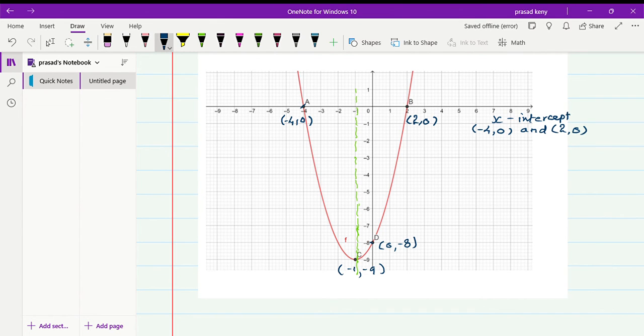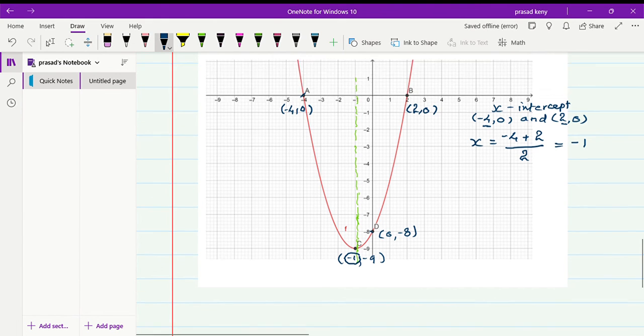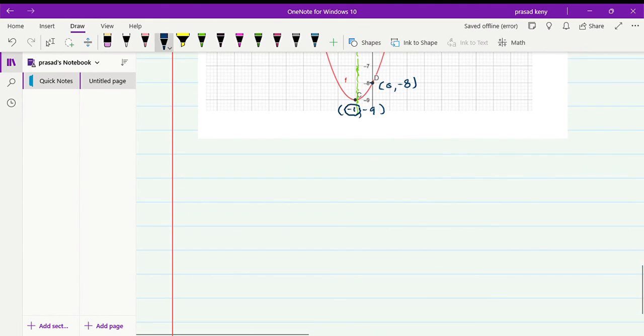Now, I will take the x that is exactly midway between these two x-intercepts. So minus 4 plus 2 divided by 2, which is negative 2 upon 2, that is negative 1. And as you can see here, the x coordinate of the vertex is negative 1. So which shows that the x coordinate of the vertex lies exactly midway between the two x-intercepts. So I wish these points are clear to you.